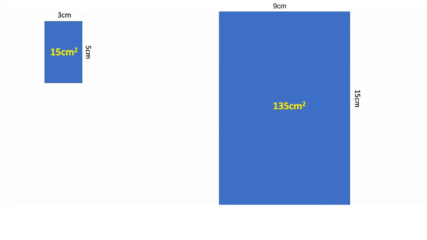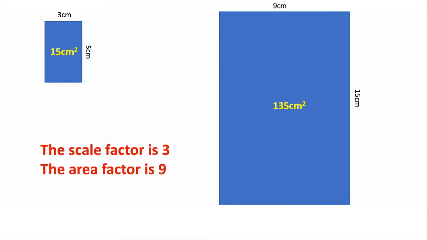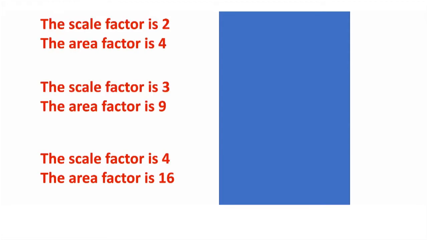So if the scale factor is 3, how many times bigger is 135 than 15? Well, if you divide 135 by 15, you'll get the answer 9. So the area factor is 9. When the scale factor is 3, the area factor is 9. So the result so far: if the scale factor is 2, the area factor is 4. The scale factor is 3, the area factor is 9.